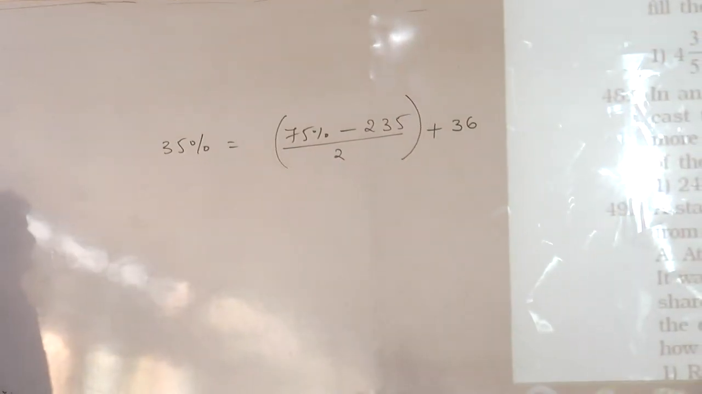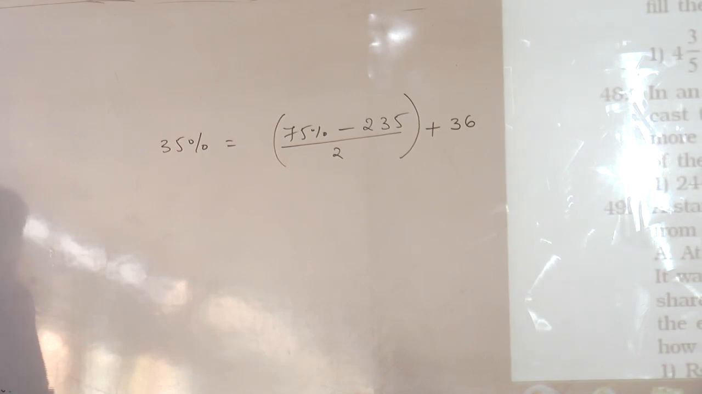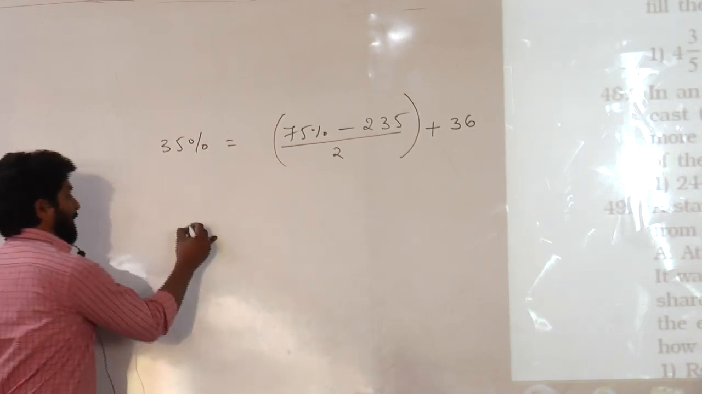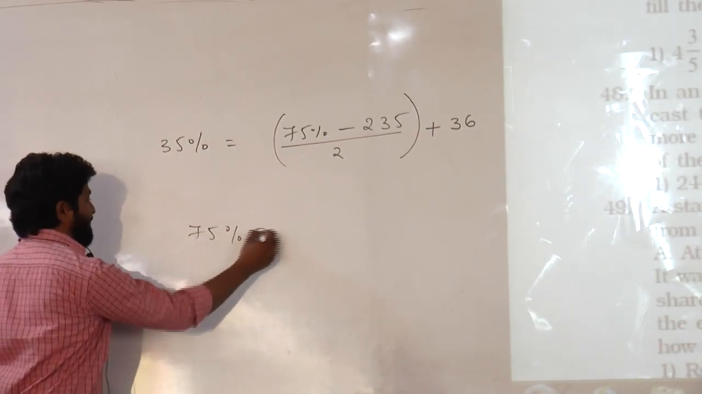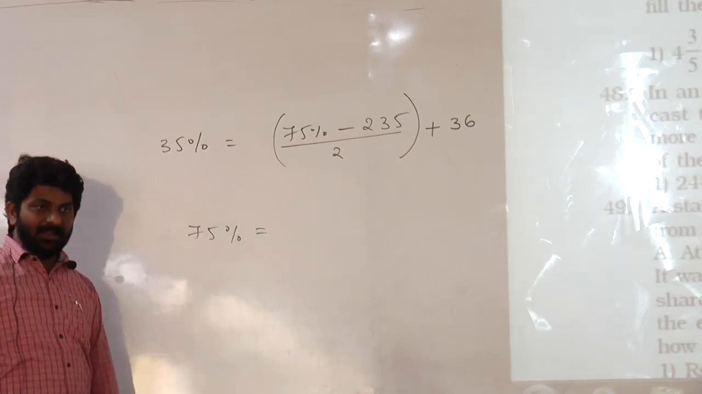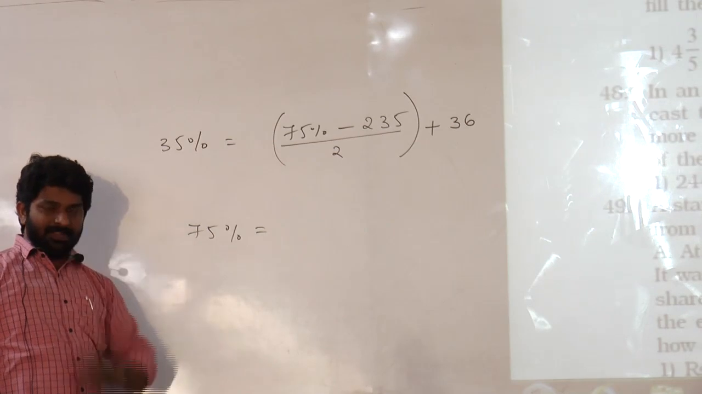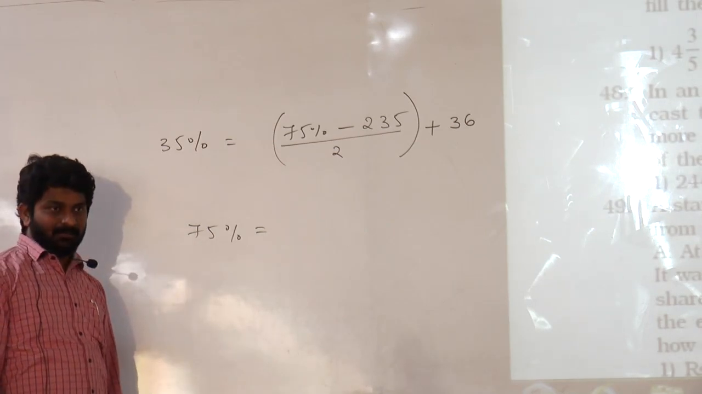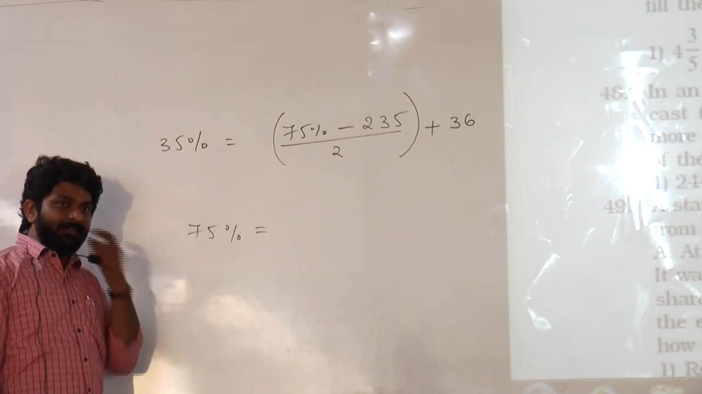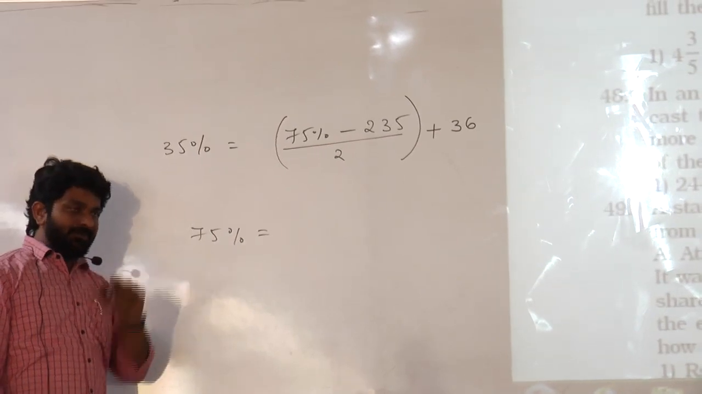And how many registered voters have casted their vote? 75%. 75% have casted their vote, and this is what you need to calculate. 75%, answer should be a multiple of 3. Should be a multiple of 25. Should be a multiple of 3.